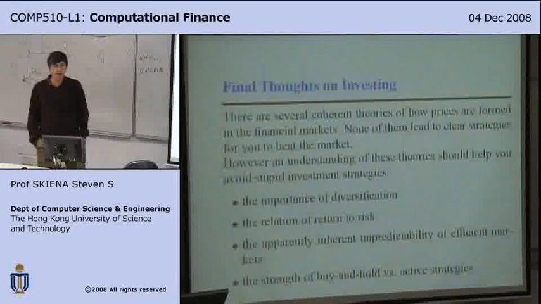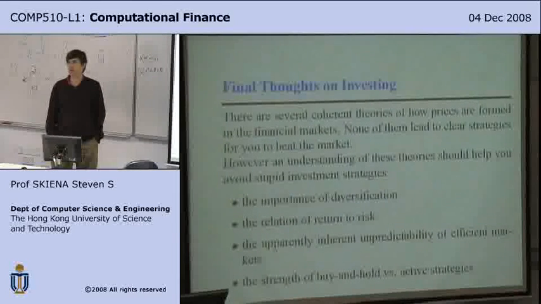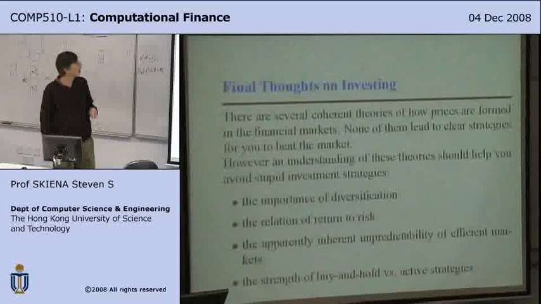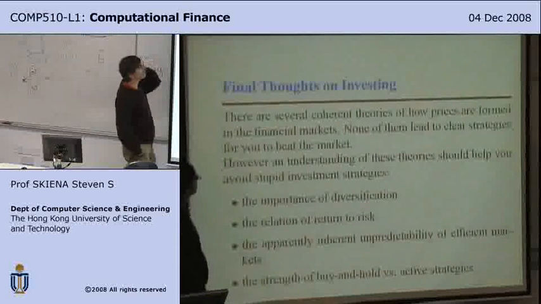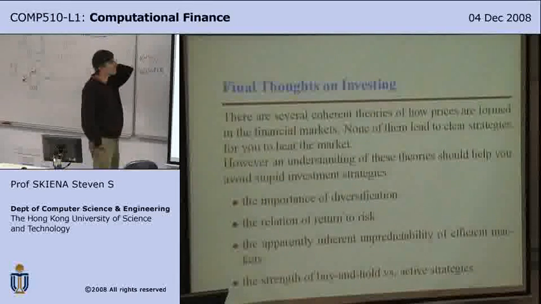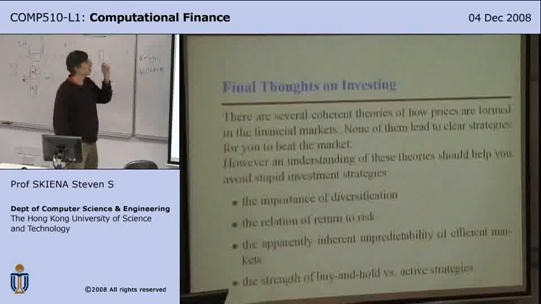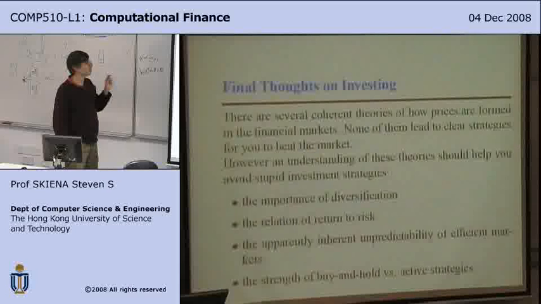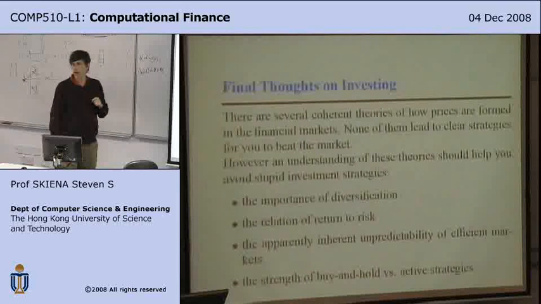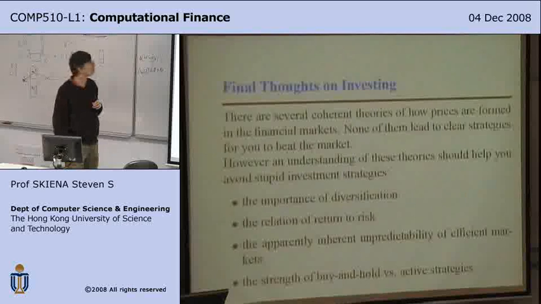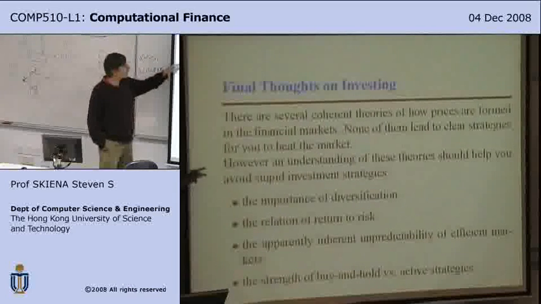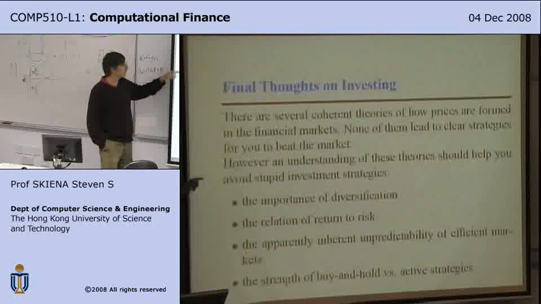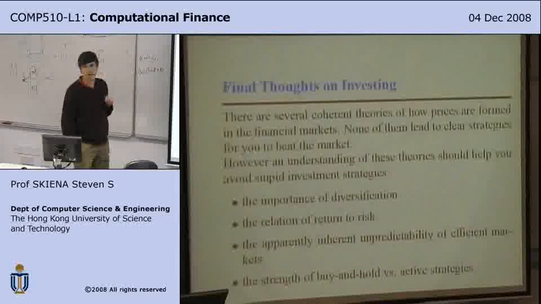So finally, what can we summarize this semester? What do we know about investing? We've learned that there are various coherent theories about how prices are formed. Now, none of them necessarily lead you to a strategy of how you will beat the market, which is what people, in principle, come in here looking for. But I do claim that if you understand these theories properly in an intelligent way, you can avoid doing stupid things with your money.